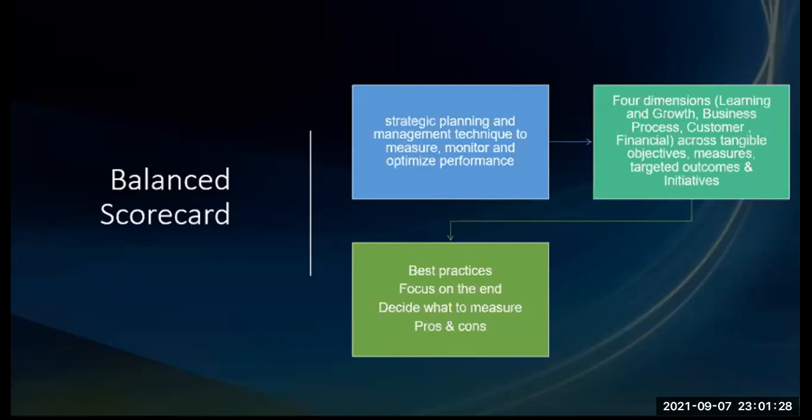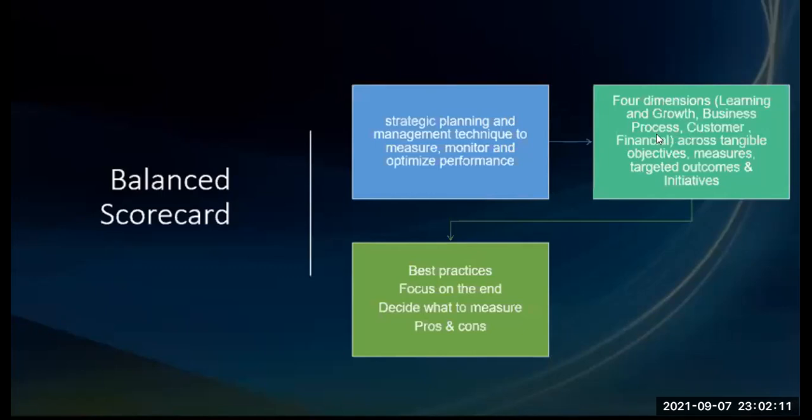So a balanced scorecard comprises four different dimensions. The first thing is we develop tangible objectives. The four dimensions are learning and growth, business process, customer, and financial. These are the four dimensions in which we plan our strategy. Here we're talking of measuring performance of, let's say, an organization. So we look at the four dimensions: learning and growth, business process, customer, and financial.